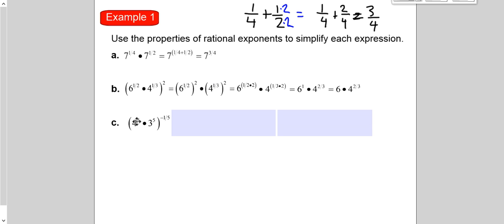And the next one, 4 to the 5th times 3 to the 5th. Ooh, notice they both have an exponent of 5.